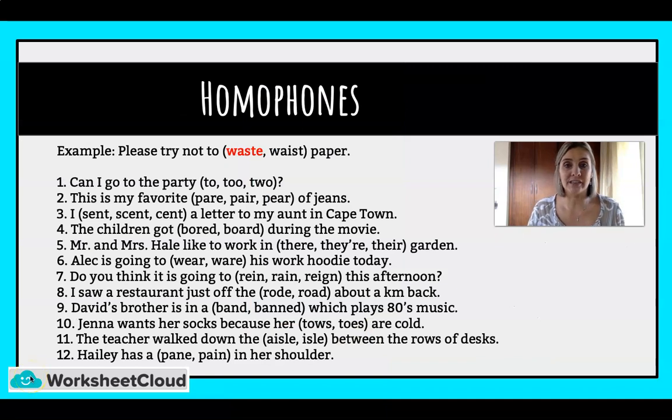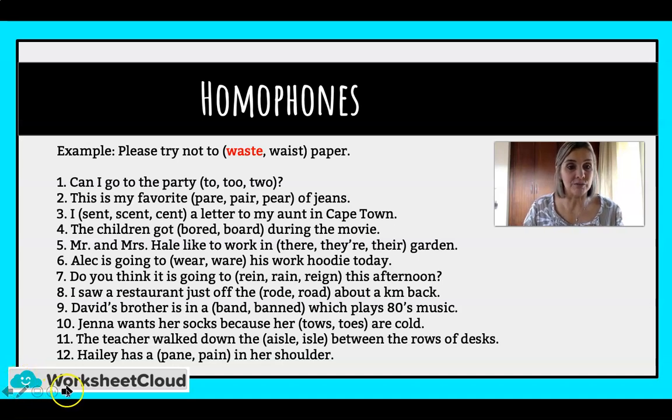Right, so let's take a look at this. I'd like you to try it on your own. So look at the example. Please try not to waste paper. Obviously, the first one is to use your resources well, so don't waste it. And the waste is obviously your waste. So take a look at 1 to 12. I want you to pause the video, choose the correct homophone out of the choices that you've got, and then we'll go through it together. So pause the video, and then we'll see what you've done when we come back.